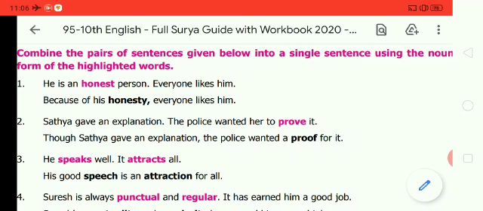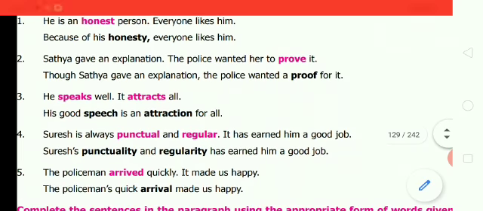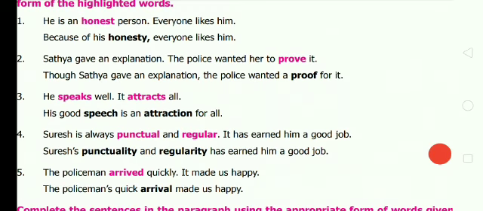Third one, he speaks well. It attracts all. His good speech is an attraction for all. Fourth one, Suresh is always punctual and regular. It has earned him a good job. See, answer will be like this. Suresh's punctuality and regularity has earned him a good job. Fifth one, the policeman arrived quickly. It made us happy. The policeman's quick arrival made us happy.